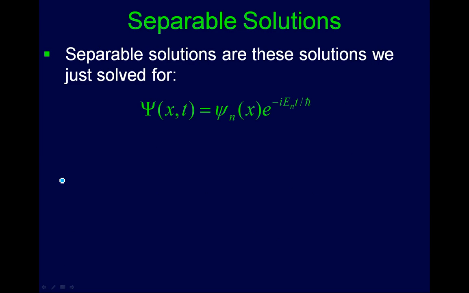I just want to stop and be real clear on this. These are really important things to us. We're going to spend most of the rest of the semester trying to understand the full implications of this. The first thing that's kind of confusing is that these solutions we just saw have a couple of different names. Right now, Griffiths is calling these the separable solutions, because we assumed that our solutions could be a function of x times some function of time. We separated the two variables, and so that's what we mean by separable solutions. These are super important.